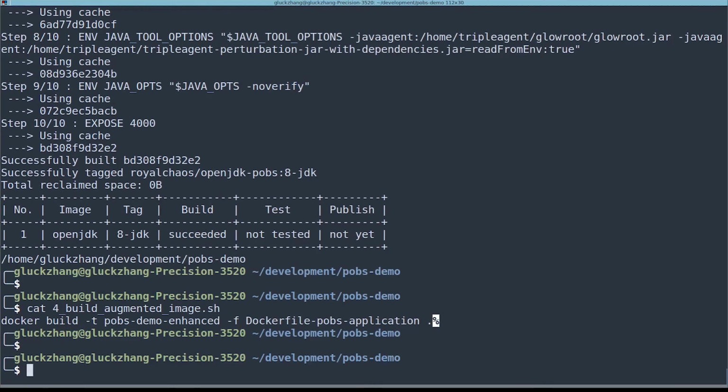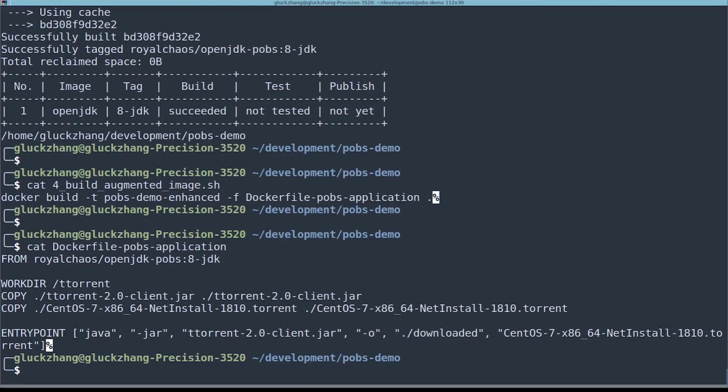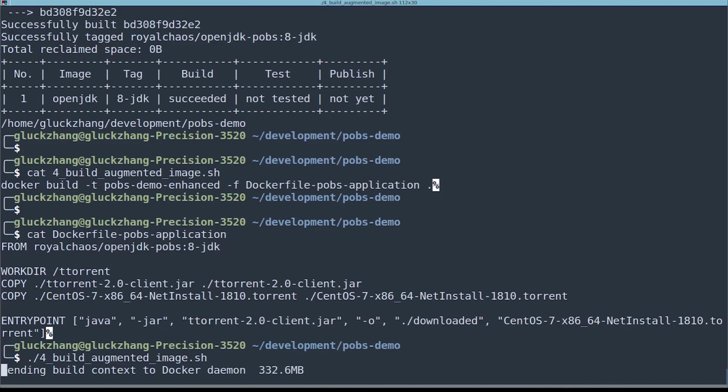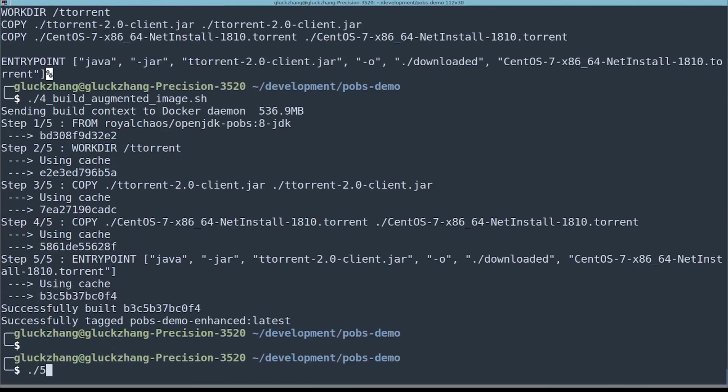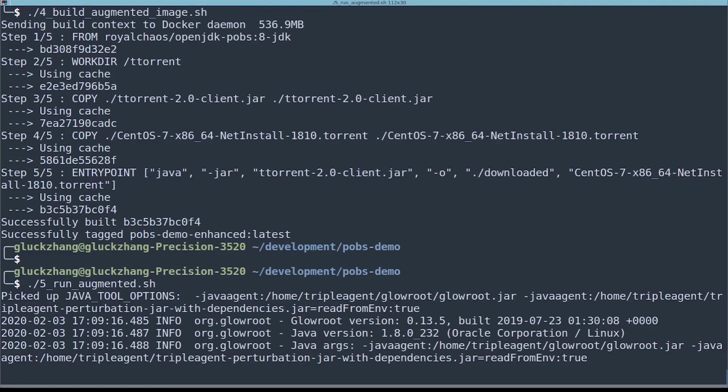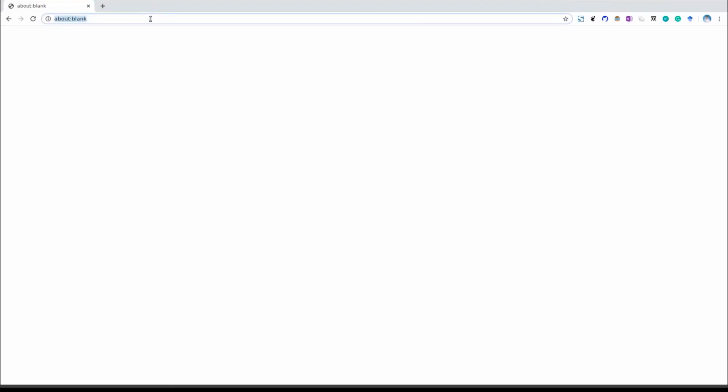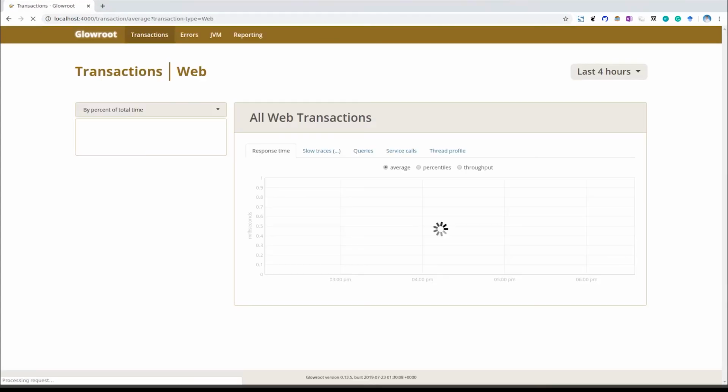So for developers, we could only replace this line. Previously it was OpenJDK, and now we could use Royal Chaos OpenJDK POBS to have these fault injection features. And now I'm going to build the augmented base image. And finally, I would like to run the augmented base image. So you see it's still running normally, but if I use this one, you could get some extra dashboard.